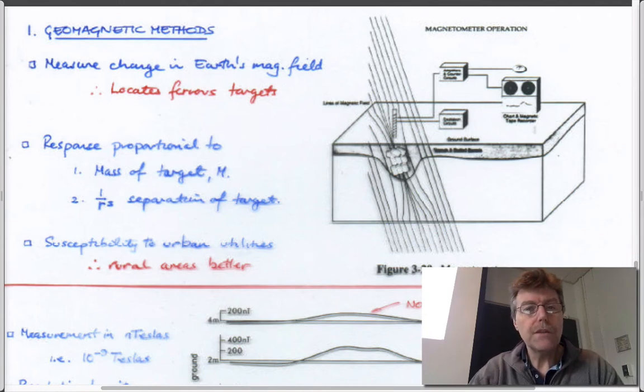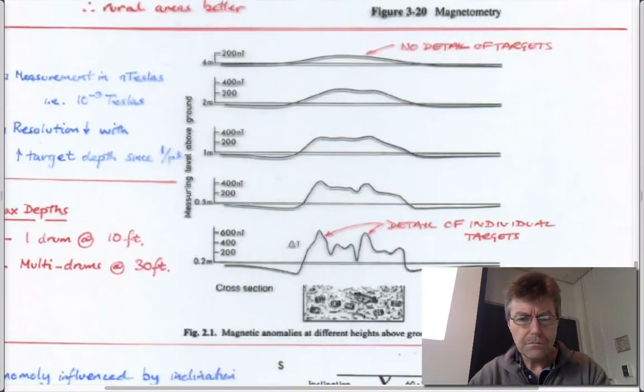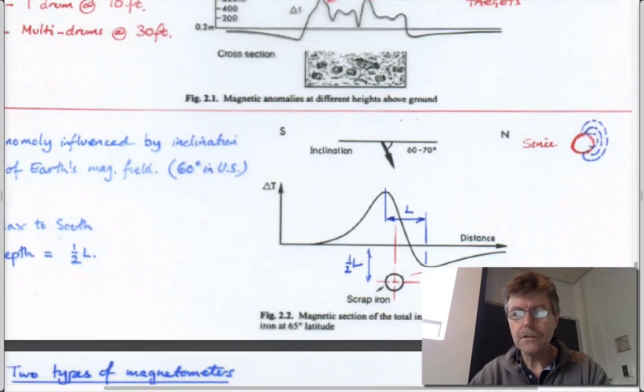So, we'll talk about these different proxies. Geomagnetic methods, as the name suggests, try to measure a change in the magnetic field of the Earth. And so, as you know, maybe there's a picture here. I think there is a picture here.